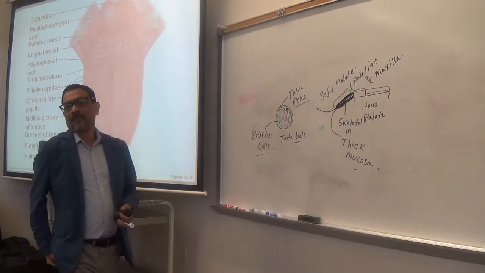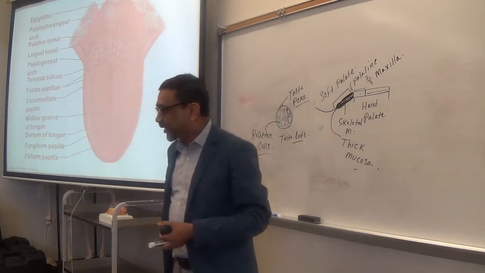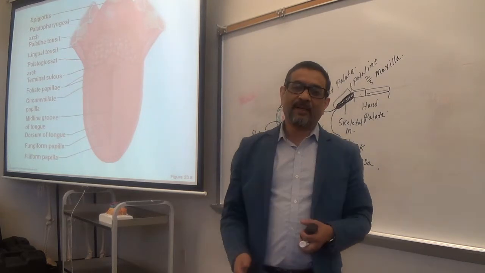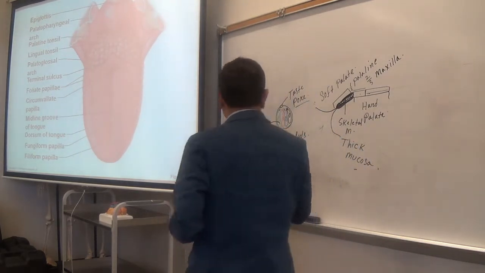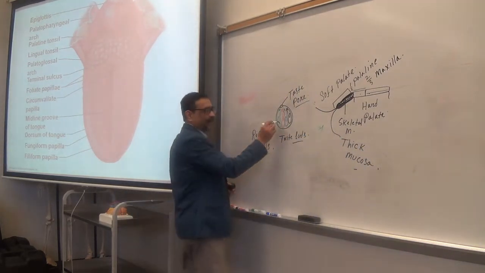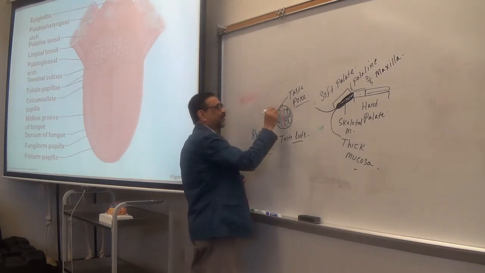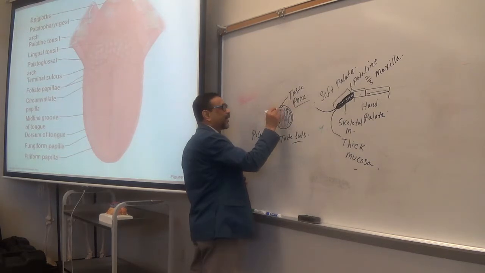So we have different types of taste receptor cells for different tastes, right? Inside the taste bud. Now, these are the taste receptor cells. But where are the receptors? Receptors are attached to the hair.